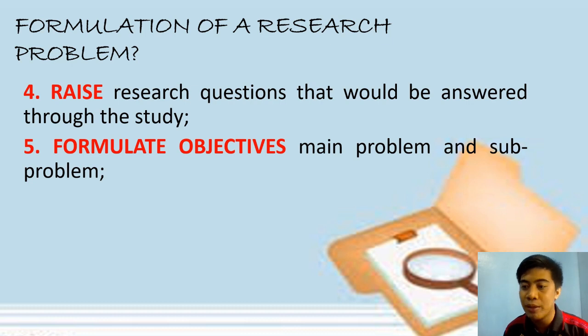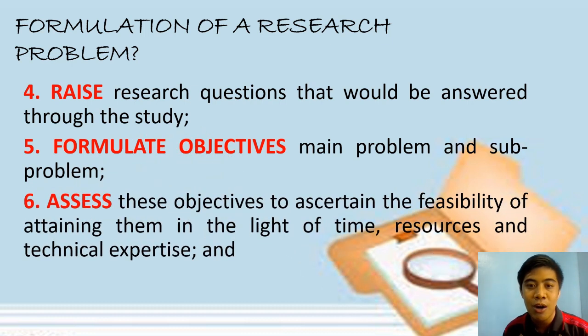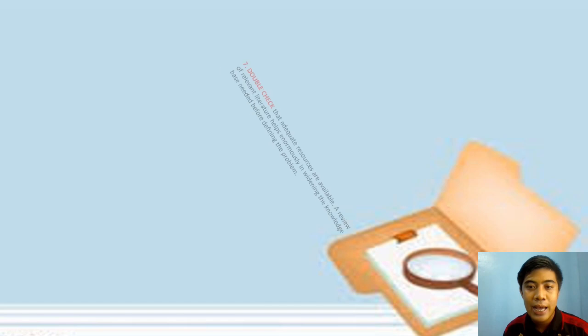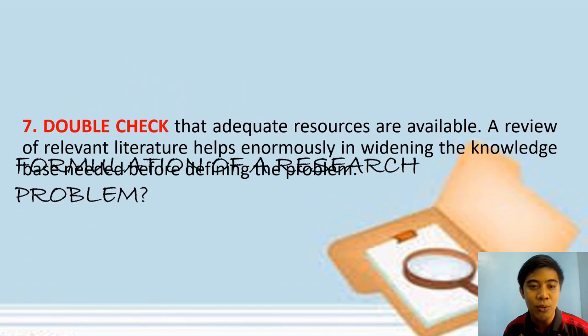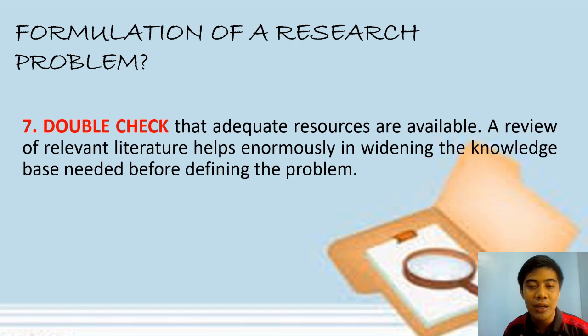The sixth step is to assess your objectives, if it is feasible or attainable with your time, resources, and the like. Lastly, you need to double check that adequate resources are available. A review of relevant literature helps enormously in widening the knowledge base needed before defining the problems. So the last and seventh step is to double check. You need to revisit your resources and the like in order for you to be sure about going on with your research problem.